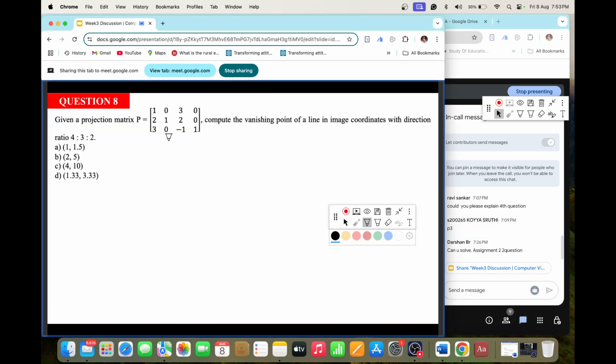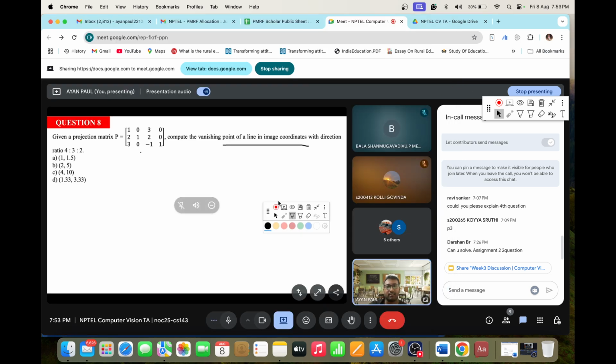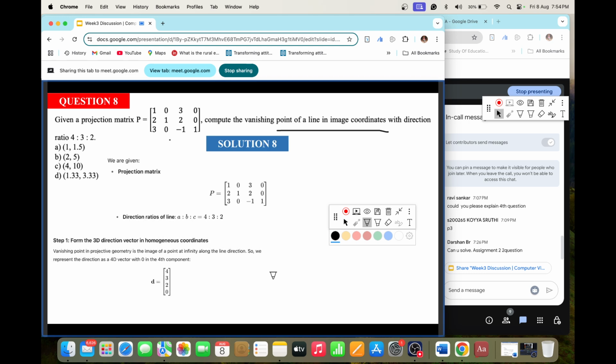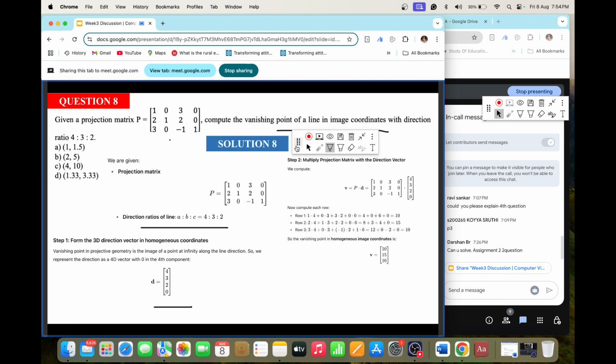Given a projection matrix, compute the vanishing point of a line in the image coordinate with direction 4:3:2. Again this question we have done. How to do this? Can anyone tell? P into 4 3 2 transpose, 4 3 2 0, yeah, that thing. It is very simple. We have also done it in the example part. This is nothing but the direction ratios. This can be written like this. You just do P into this, P into D.